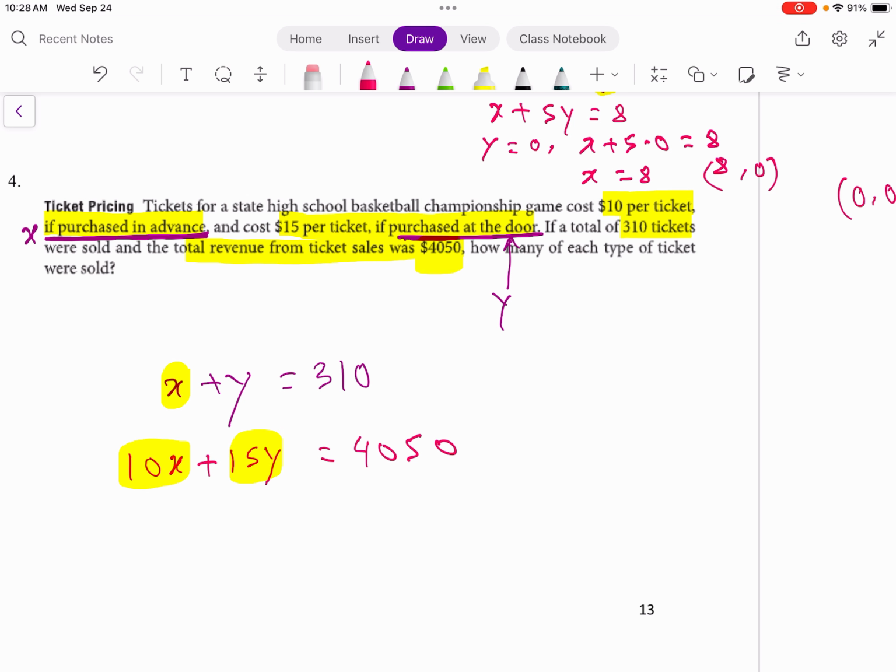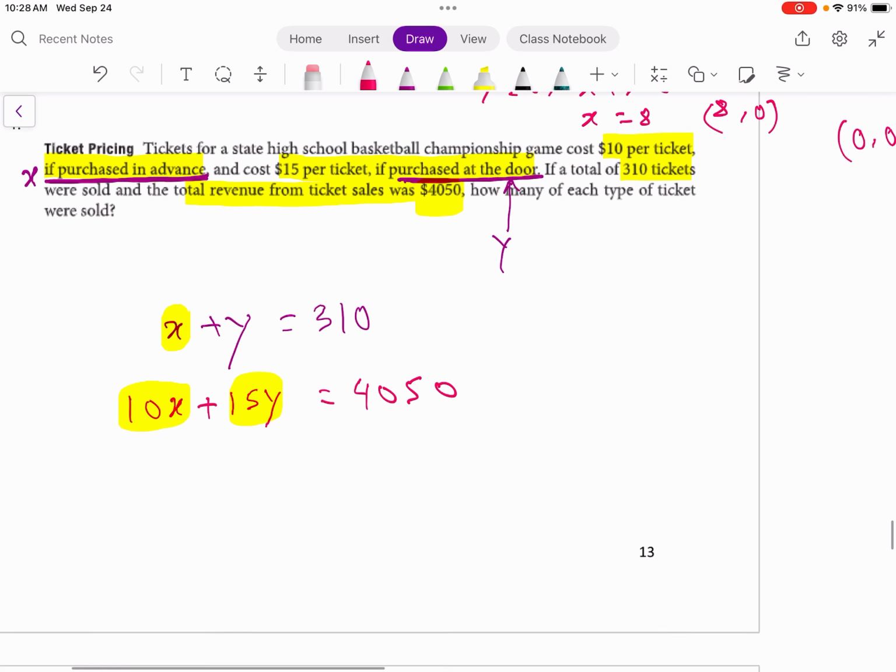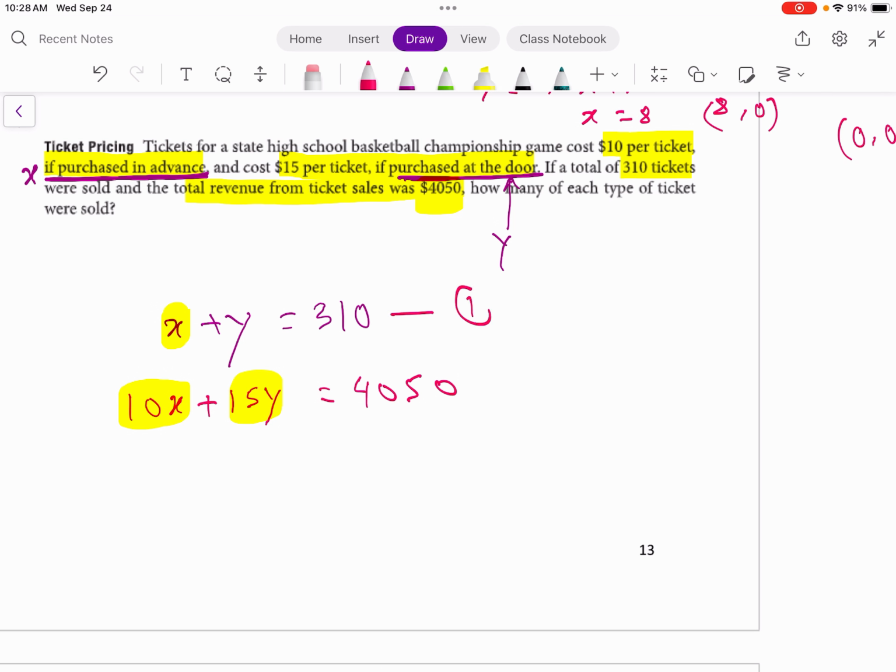Now here, what do we have? We have two equations, and what do we call this? We have a system of linear equations. Now let's go ahead and solve this system. We are trying to find X and Y. That is our target. We want to know how many of each type of ticket were sold. We use the elimination method. What variable do you want to eliminate? You can eliminate X or Y, it does not matter. Let's go ahead with X.